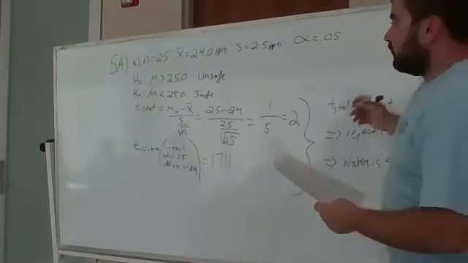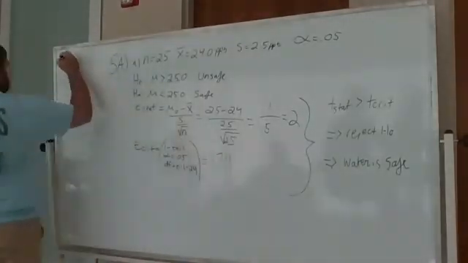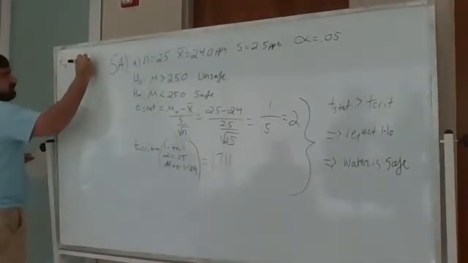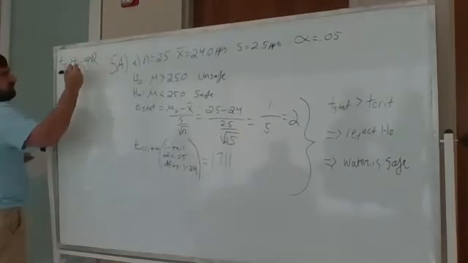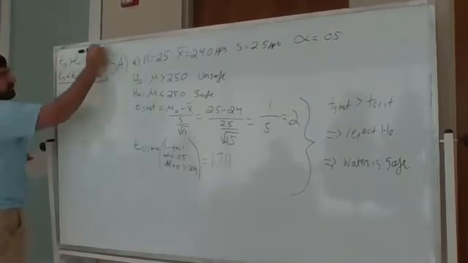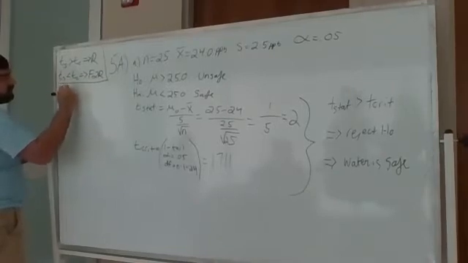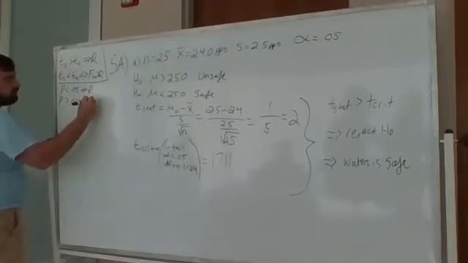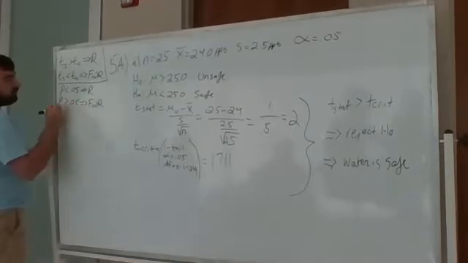So I'm just gonna put this up in this top corner here. When the T stat is greater than T crit, reject. When T stat is less than T crit, fail to reject. Okay, and then when P is less than 0.05, reject. When P is greater than 0.05, fail to reject.